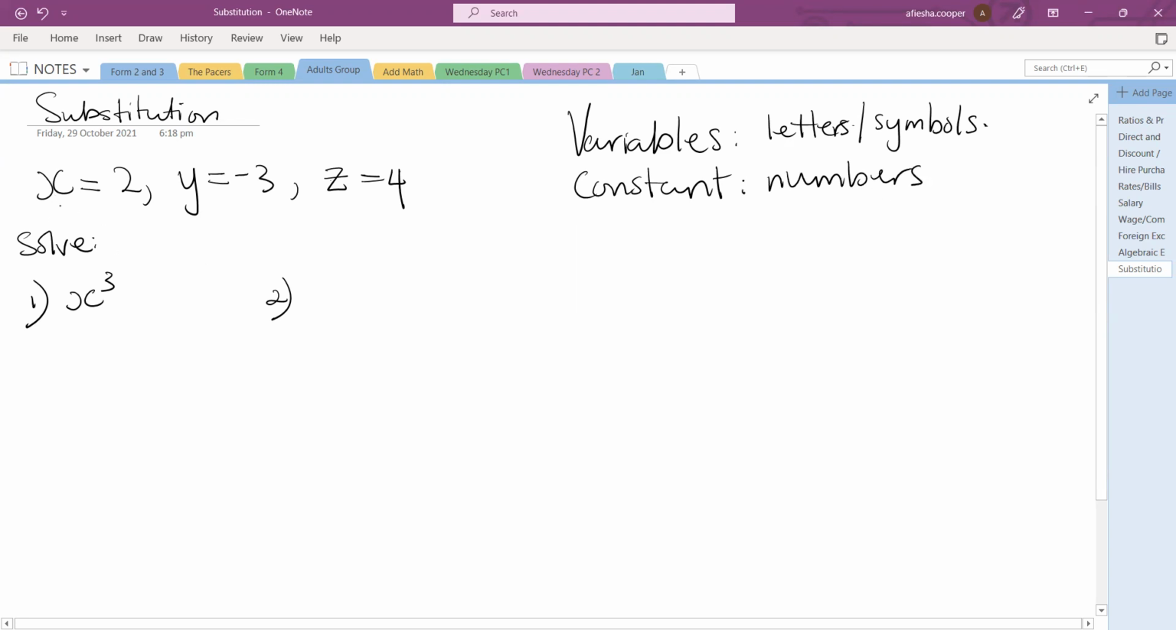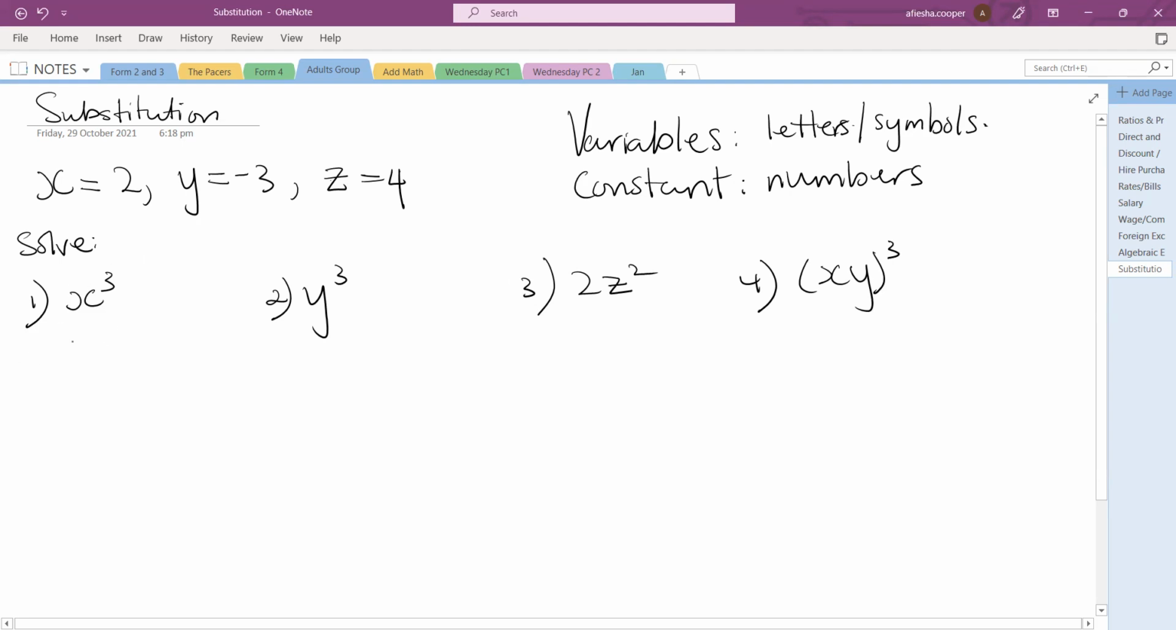So in this question, they said let the variable x be equal to 2, let the variable y be equal to -3, and let the variable z be equal to 4. Now they're asking us to solve these: x cubed, y cubed, 2z squared, and (xy) cubed. I'm going to do the first set and then you guys will jump in.